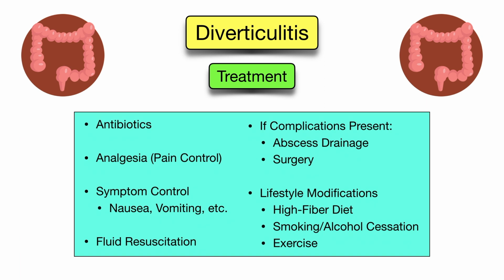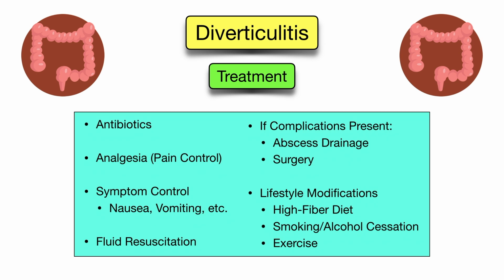The treatment of diverticulitis includes antibiotics, pain and symptom control, and possible fluid resuscitation depending on the case. Patients with uncomplicated diverticulitis may be able to be treated outpatient if stable and tolerating feeds. Patients with complicated diverticulitis may require inpatient treatment and possible surgical intervention. All patients will be recommended to make lifestyle adjustments such as a high-fiber diet, smoking and alcohol cessation, exercise, and sufficient fluid intake.